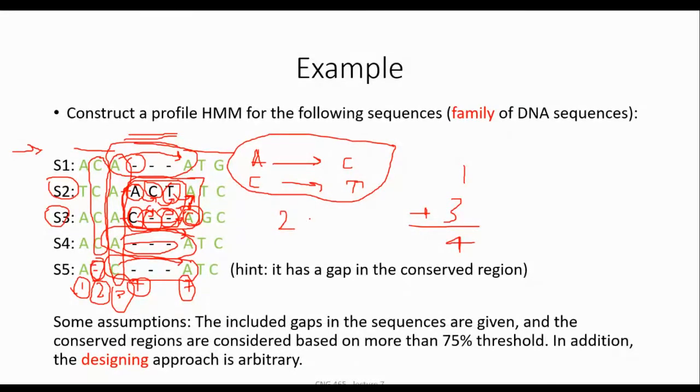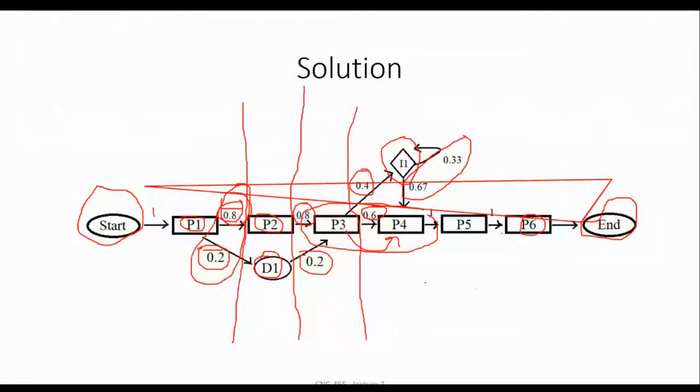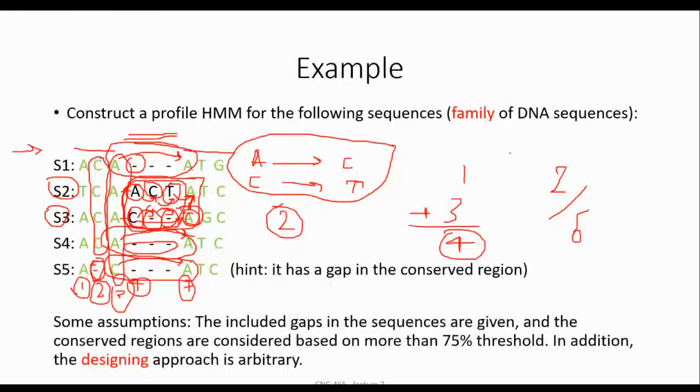So 1 plus 3, 4. So that's how I calculate the relative frequency. 2 over the total possibilities, which is 2 over 6, 1 over 3. 1 over 3, it is approximately 33%. And what about the other part, which we go with no problem from the inserted state to the conserved region? This is 4 over 6.